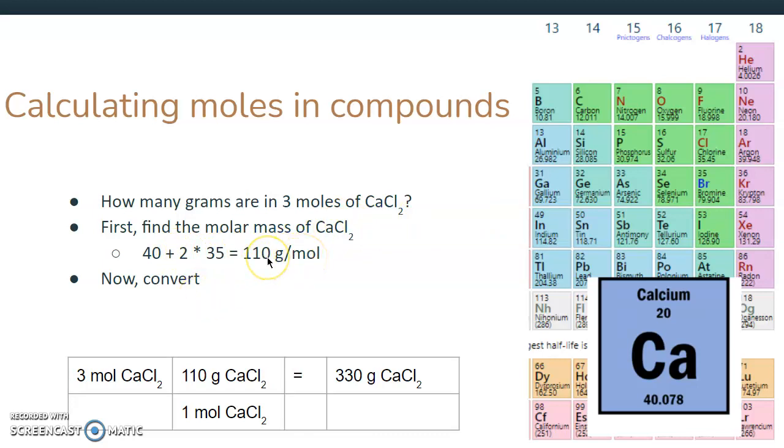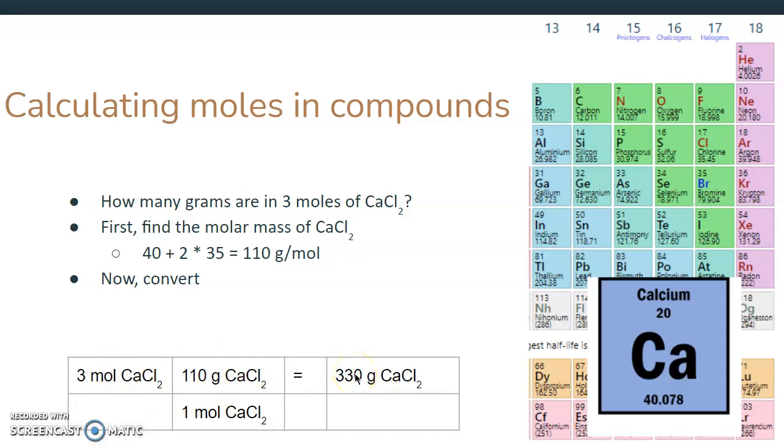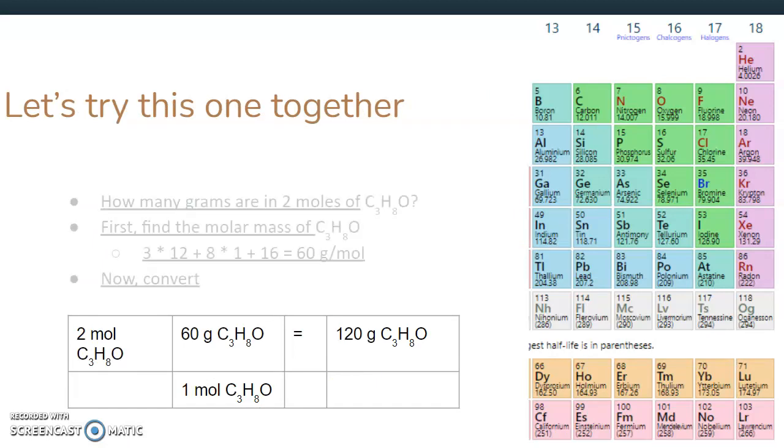And then now we need to convert. So if we want to go from moles to grams, we take 3 moles, and then we put moles on the bottom to get them to cancel, multiply it by 110 grams, so that 3 moles is actually 330 grams of calcium chloride. So let's do another one.